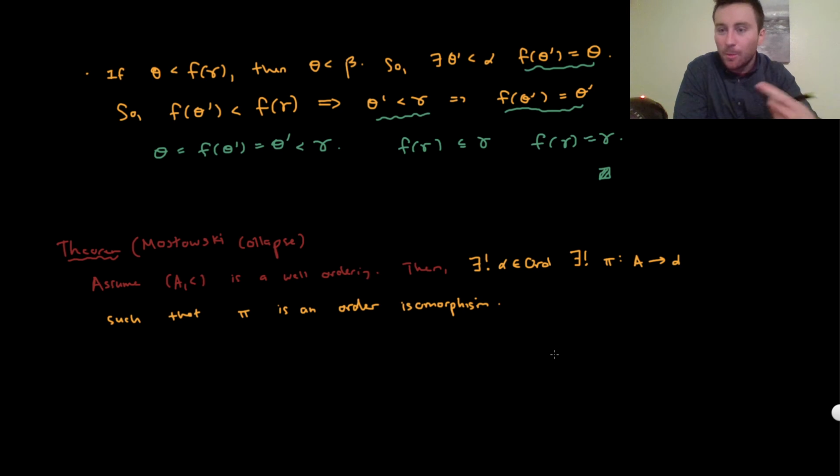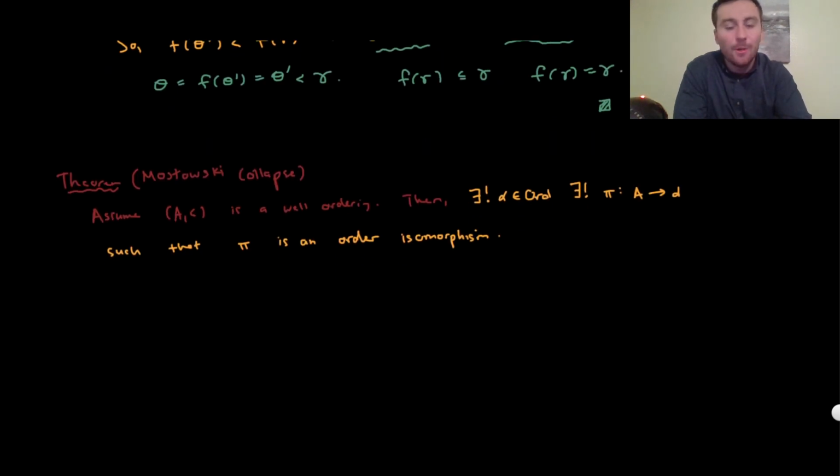We'll give the more formal proof next time, but maybe just to think about some intuition as to why this might be true. I'll also say that this pi, the name for this function, is called the Mostowski collapse.